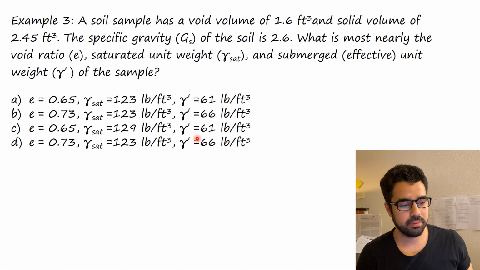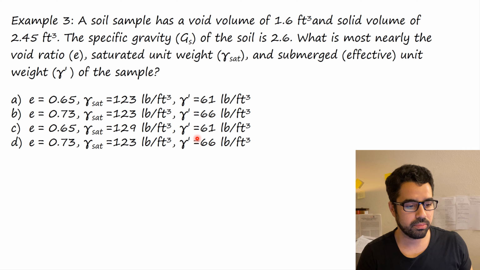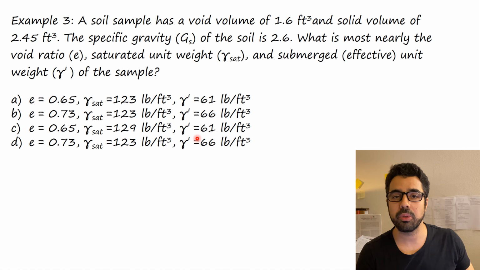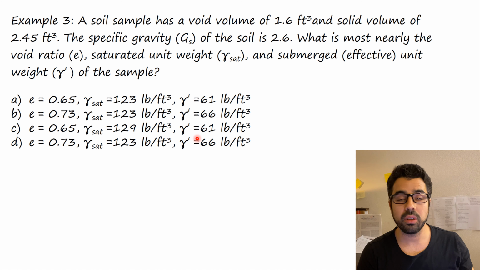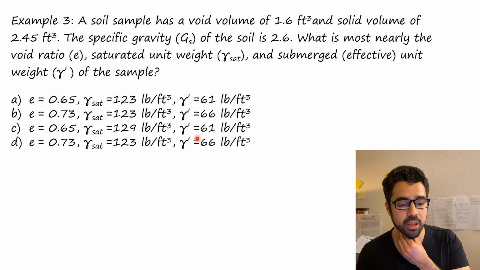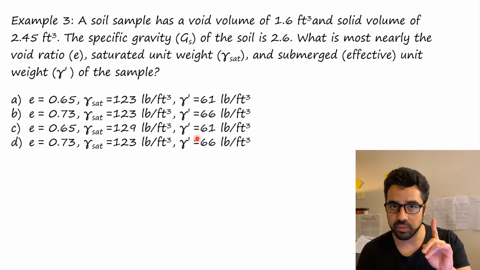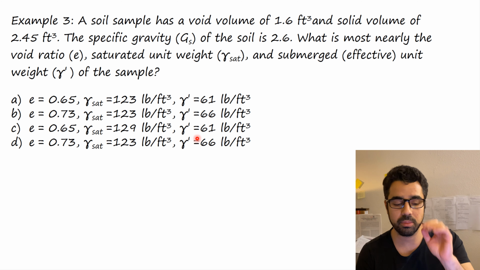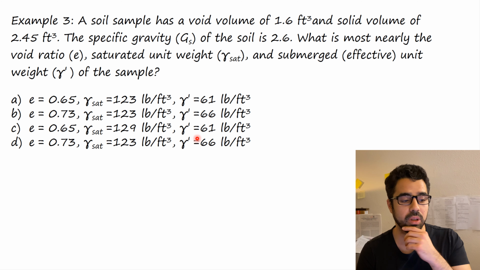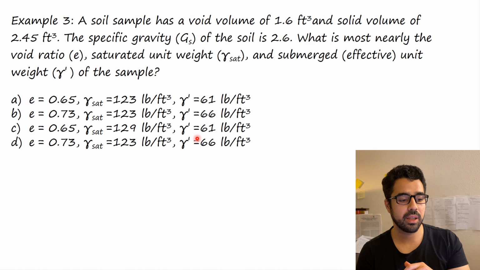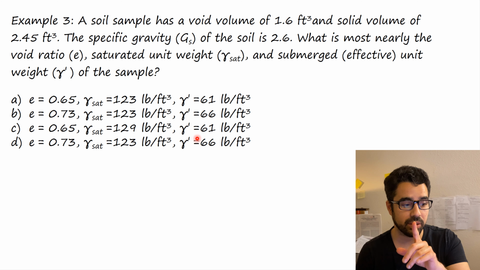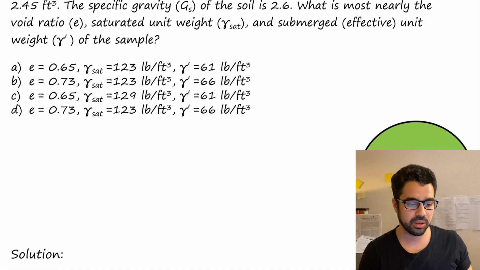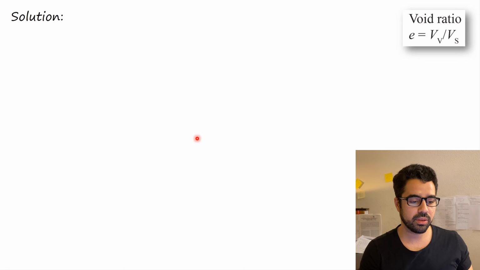Example 3. We have a soil sample with a void volume of 1.6 given, solid volume given as well, and specific gravity given. What we're looking for, what is most nearly, and this is very important, you're not looking for the exact number, just most nearly: void ratio, number 1; saturated unit weight, number 2; and submerged unit weight, sometimes called effective unit weight, number 3. So please pay attention. Okay, we start the solution.